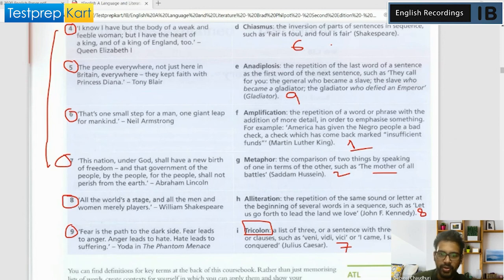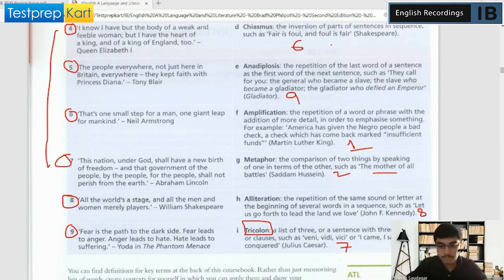Or in The Wizard of Oz, if you have read that book, it says, you are talking to a man who has laughed in the face of death, sneered at doom, and chuckled at catastrophe. So three things are being done. So whenever you see anything mentioned in sets of three, assume it's a tricolon.